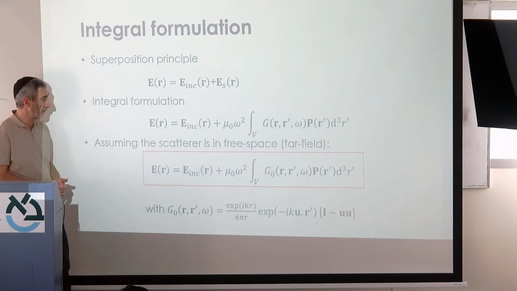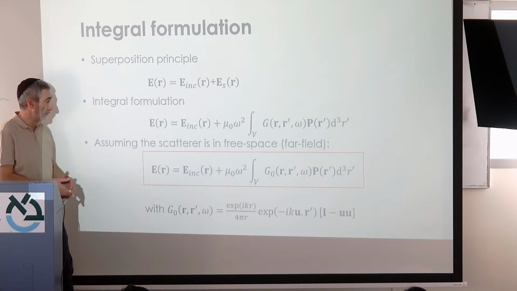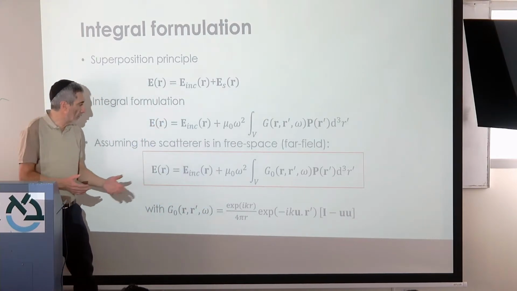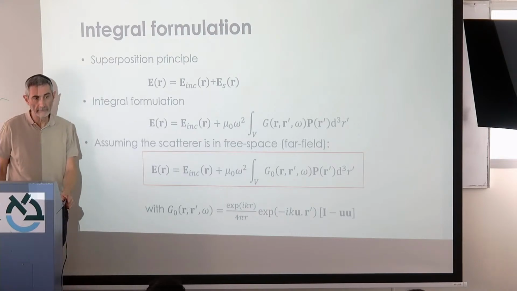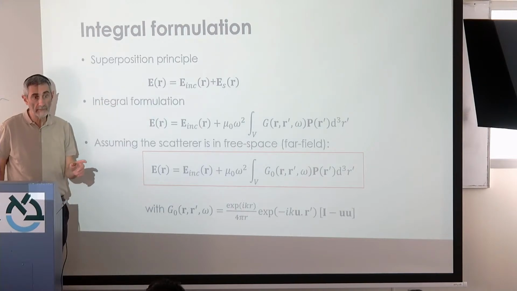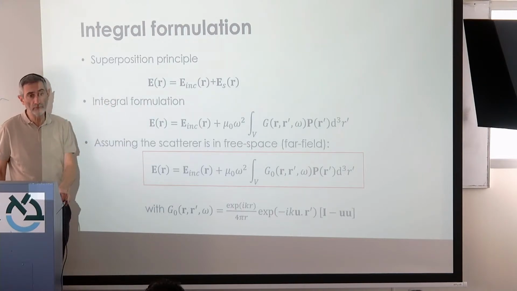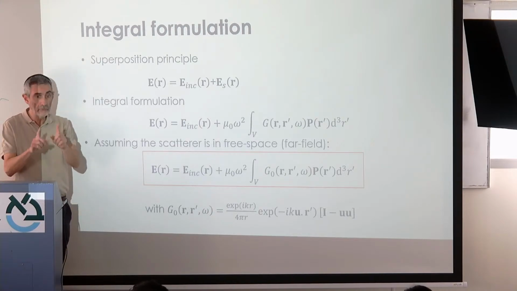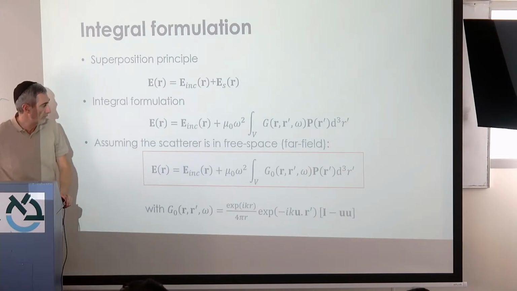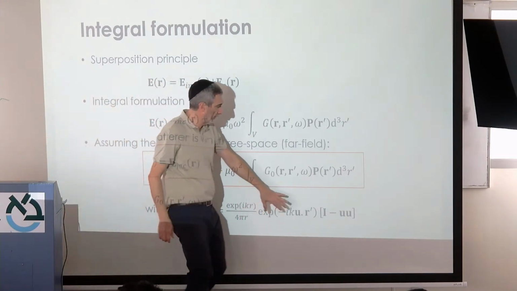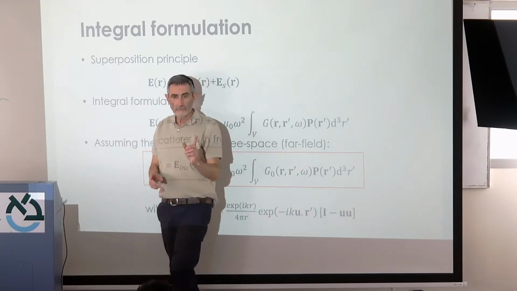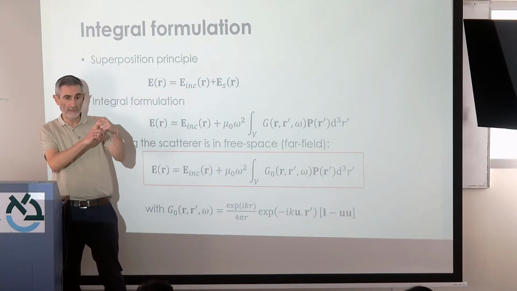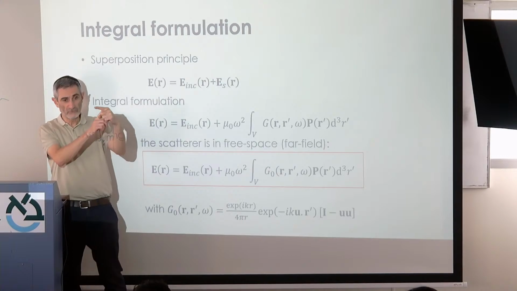So there is a phase term that will be added to the spherical wave. What is U? U, you remember, is the direction from, let's say, the center of the scatterer to the position where you want to measure the field. U is the unit vector. And this actually tells you that the field is orthogonal to that direction U, which is true in the far field.